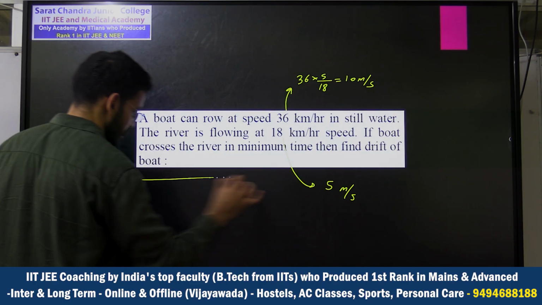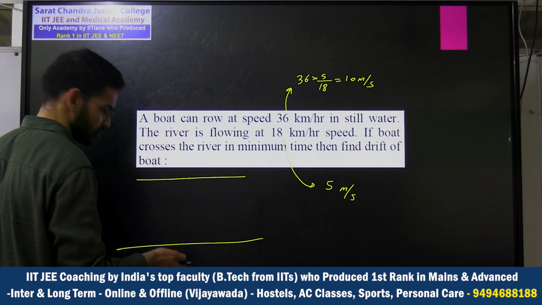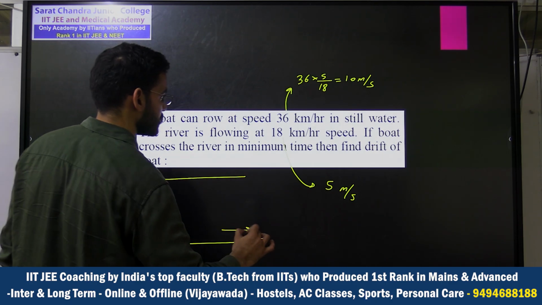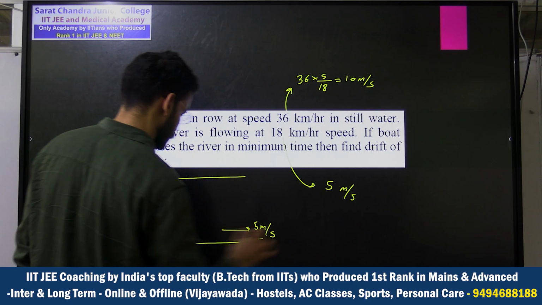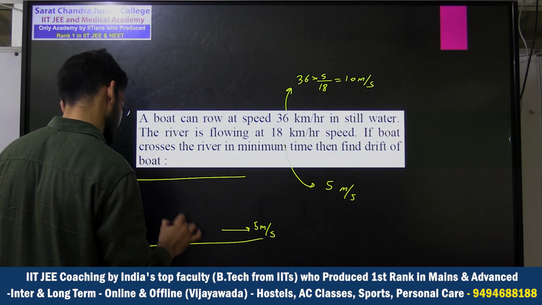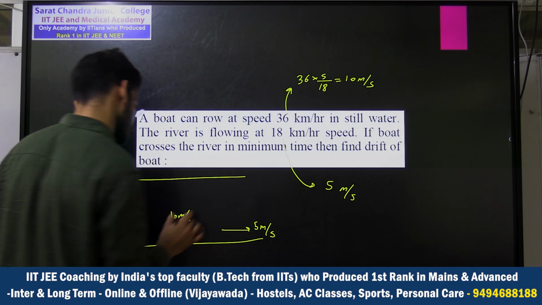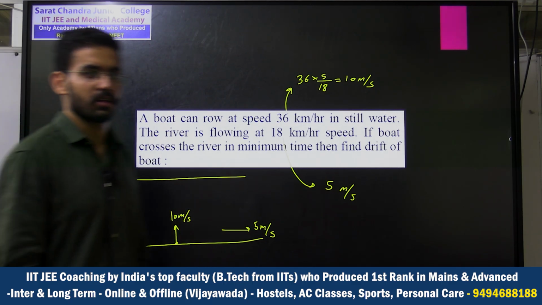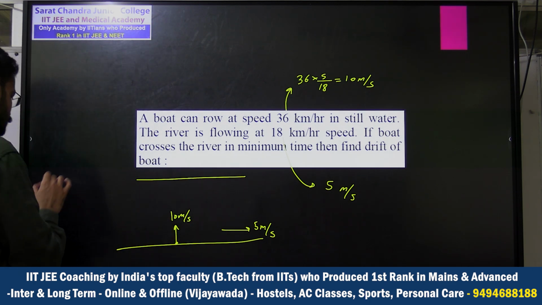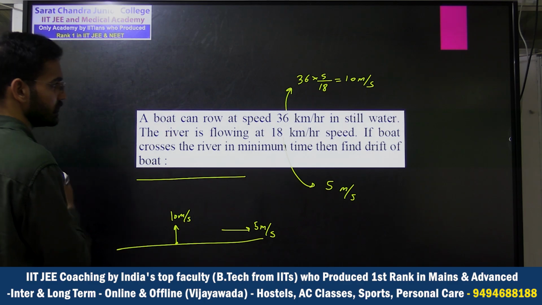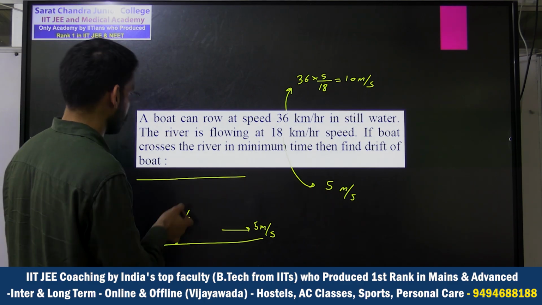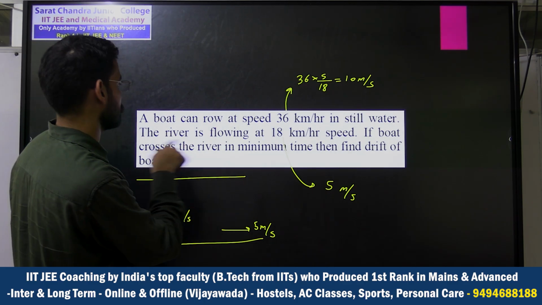Now if the boat crosses the river in minimum time, then find the drift of the boat. So understand here, if this is the river, and you have to cross in minimum time, the river is flowing this side with a speed of 5 meter per second. Correct. So you have to go straight at 10 meter per second to cross it in minimum time. Okay. Got it. And if you want time also, which he is not asking, then he should give some information which he didn't give. Okay, fine.